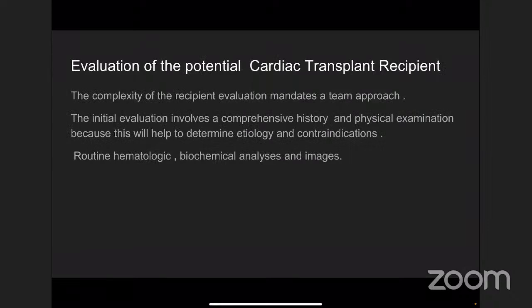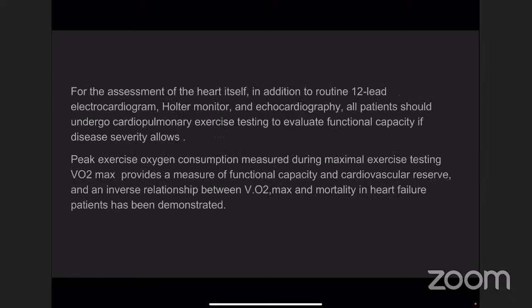Evaluation of potential cardiac transplant recipients. The complexity of the recipient evaluation mandates a team approach. The initial evaluation involves a comprehensive history and physical examination because this will help to determine the etiology and contraindications. Also hematological and biochemical analyses and some imaging.